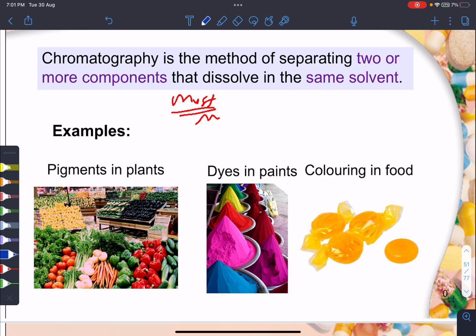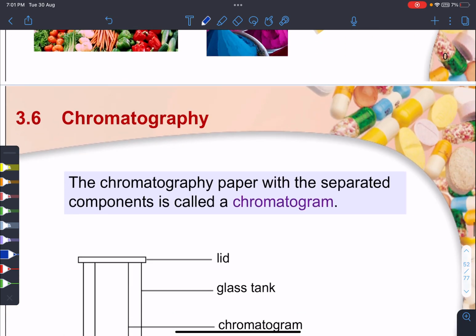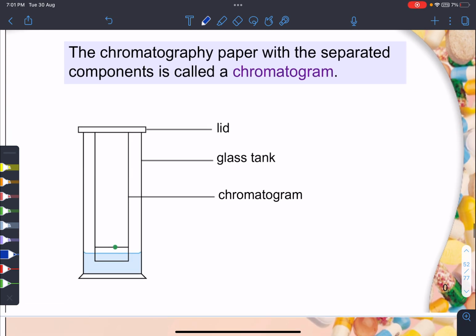So let's see. Okay, so they must be soluble in the same solvent. They must be soluble in, let's say, water. Then you can separate them. It is a must. Without this condition, forget about chromatography.